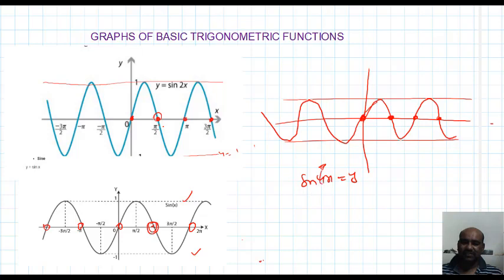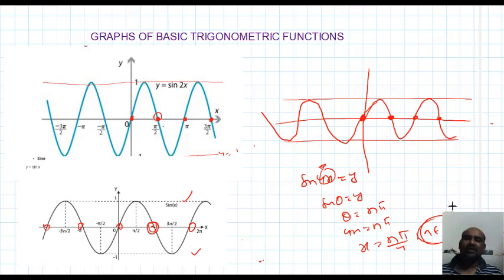Just like, feel this is theta, sin theta equal to y. For what values of theta is y equal to 0? You already know that theta should be of the form n pi. Theta here means 4x, so 4x equal to n pi, so x equal to n pi by 4, where n belongs to Z. Now give different integral values for n, and you will get the x values. Put n equal to 0, this is the point 0 comma 0.